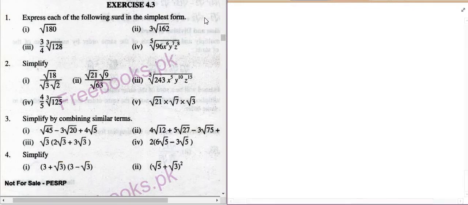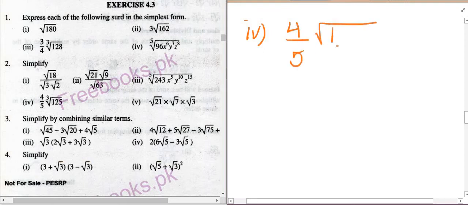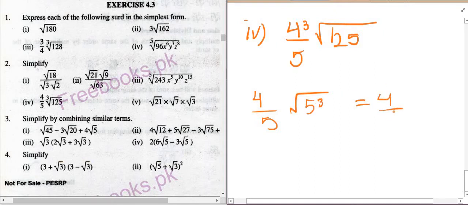Fourth part. 4 by 5 cube root of 125. Okay, 4 by 5. What is the cube root of 125? We can write it as 5 cube. Okay, so it becomes 4 by 5 multiply 5, cancel these, you will get 4.